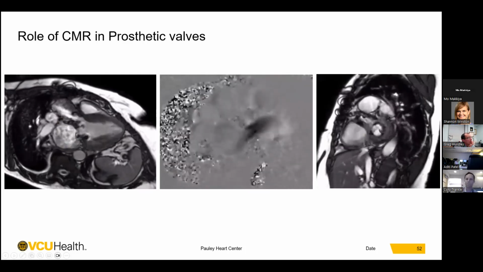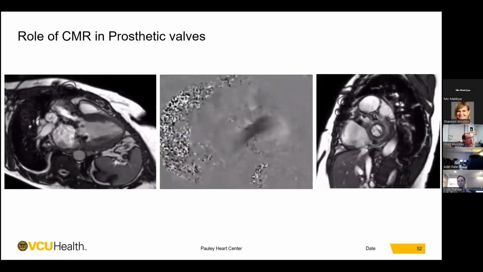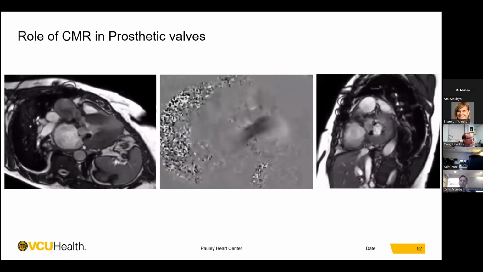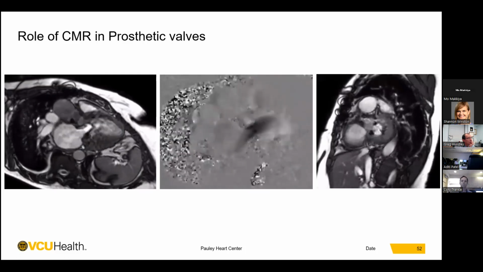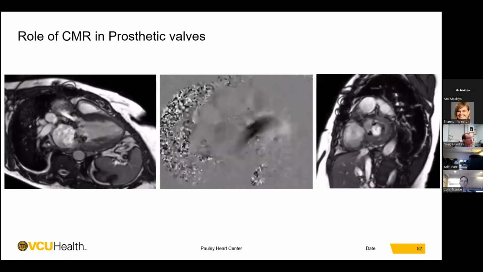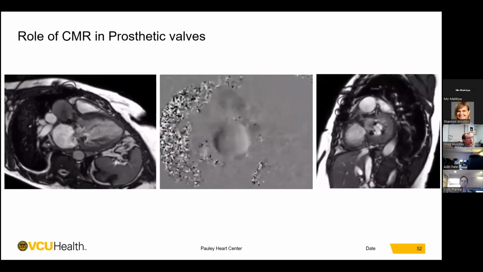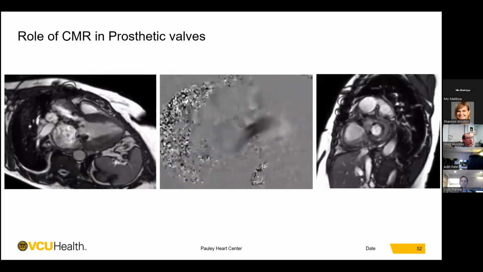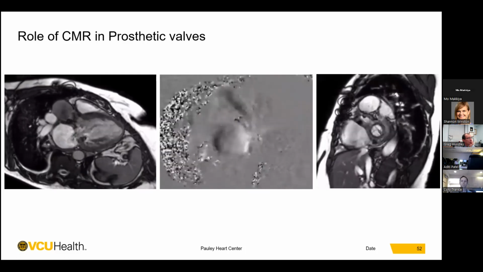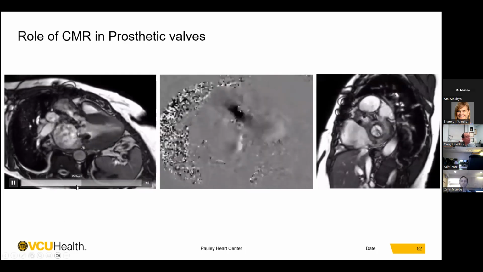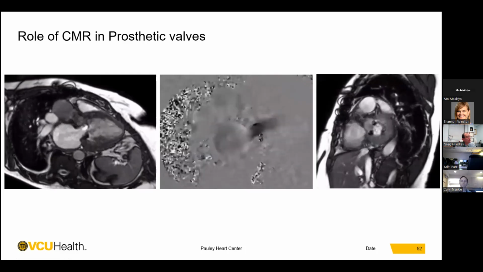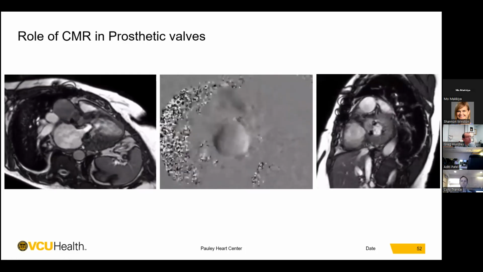Same goes for mitral valve bioprosthesis. We can see very well on the left SSFP, this one, not even a gradient echo image. In this case, one of the leaflets seems flail, and there is a considerable amount of regurgitation due to that, with a calculated regurgitant fraction of 41%.